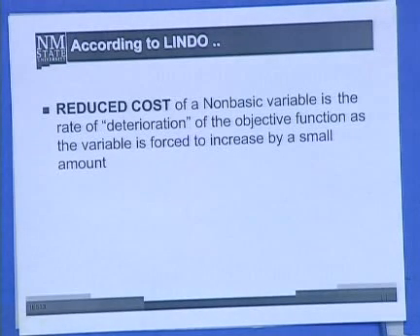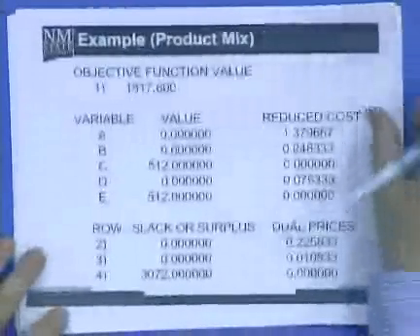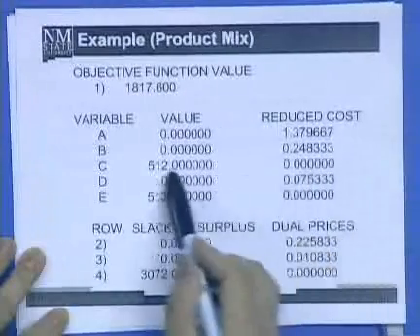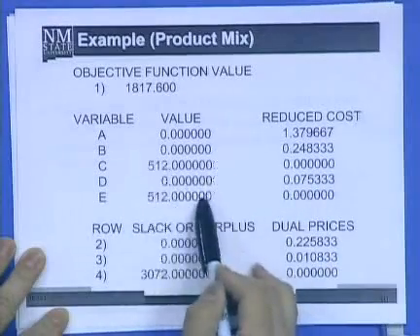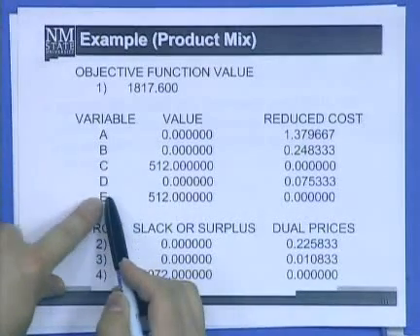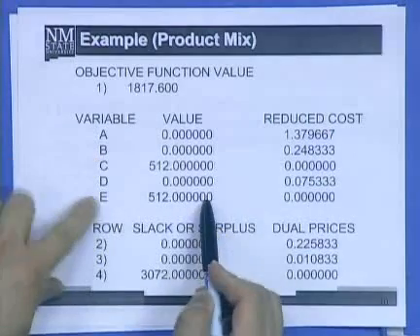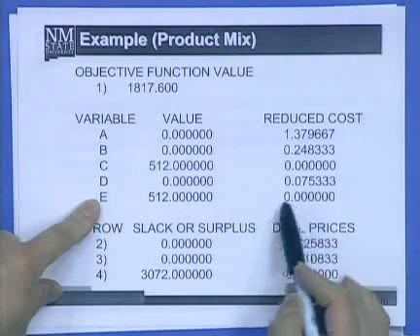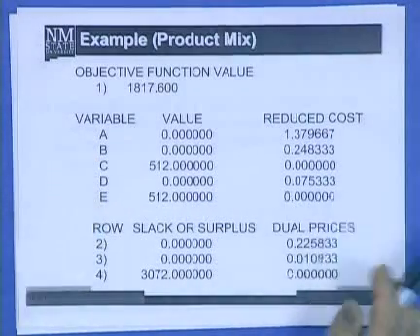Of course, the reduced cost of a basic variable is always 0. Okay? In this problem, both variables C and E are basic variables, and the corresponding reduced cost is 0. Okay?